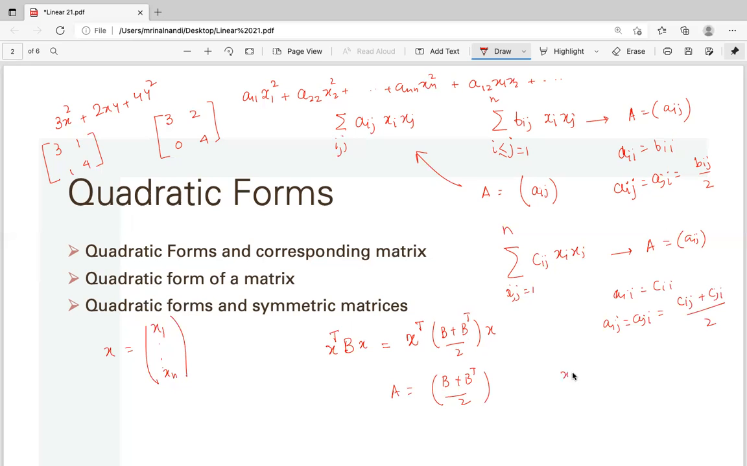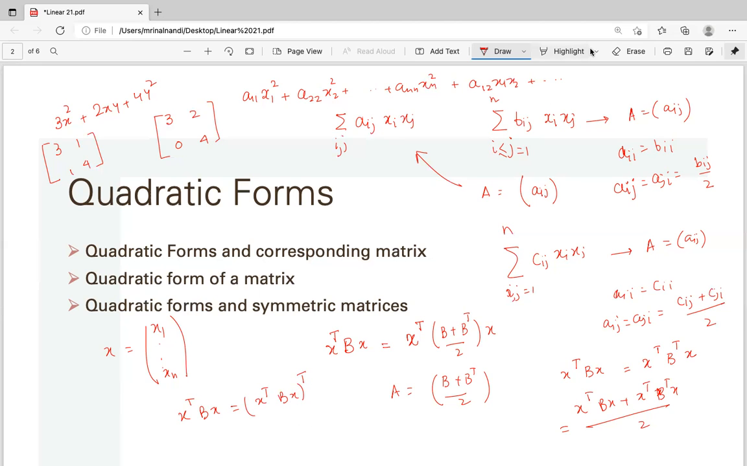Why? Because x transpose Bx is actually the same as x transpose B transpose x. So x transpose Bx plus x transpose B transpose x by 2 is equal to this, which is actually this. And why are these two equal? Because this is just a number. So since it is just a number, you can take the transpose, and the transpose will be the same, which is x transpose B transpose x.